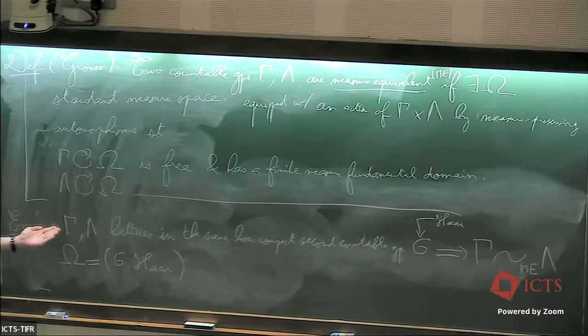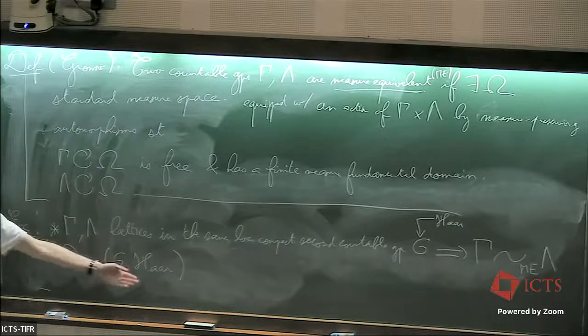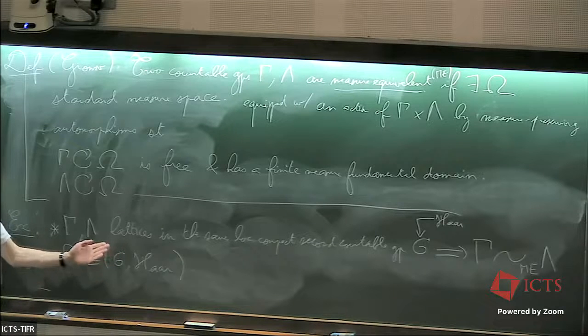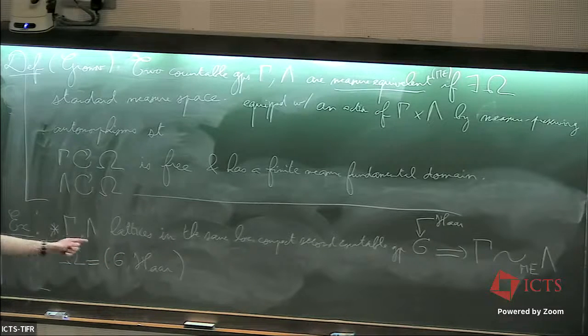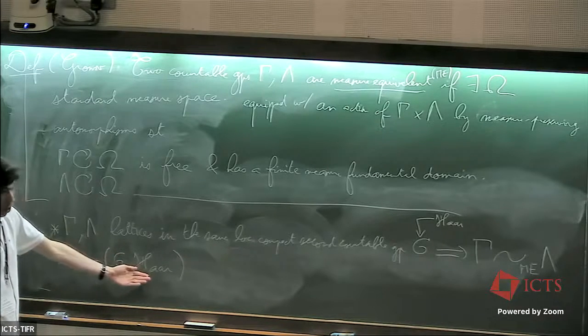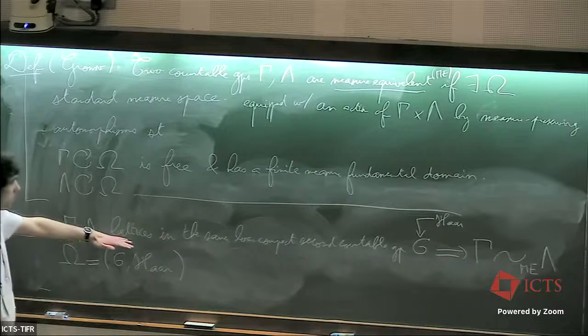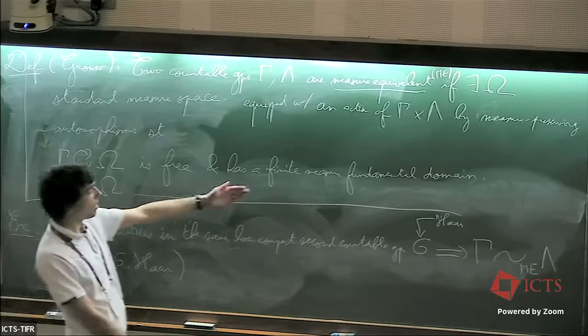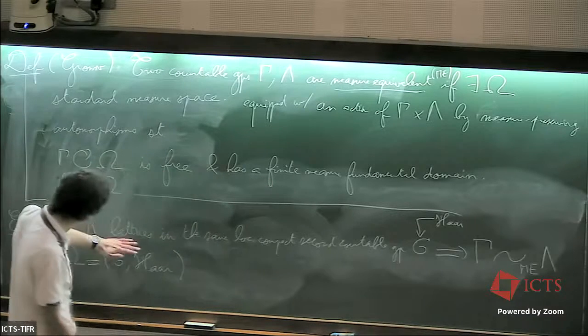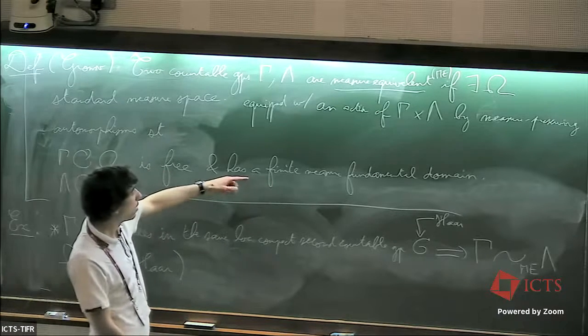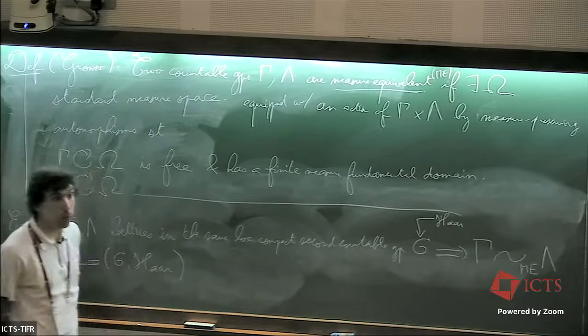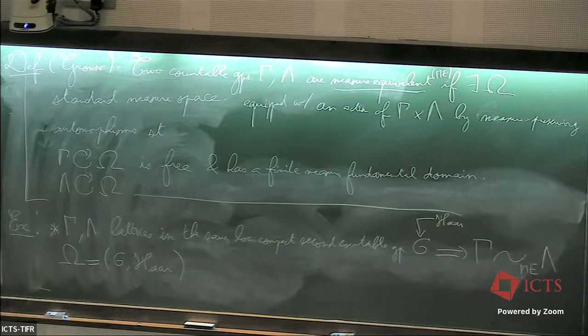Now, you have an action of gamma by left multiplication on G, and an action of lambda by right multiplication on G. So these are two commuting actions of gamma and lambda on G. They preserve the Haar measure. And the fact that they are lattices exactly says that they are free, and that they both have a finite measure fundamental domain.